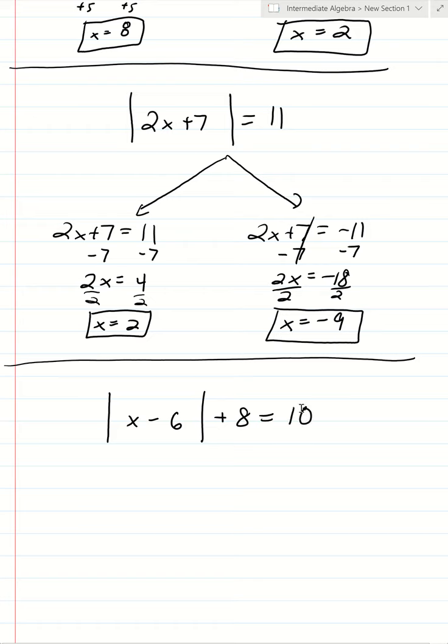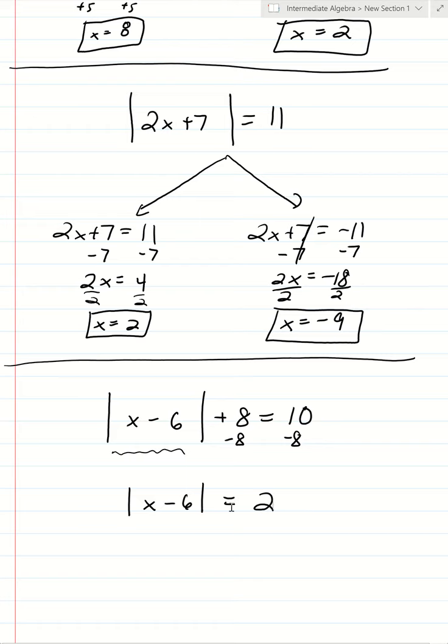Now here, we need the absolute value of the algebraic expression by itself. And right now in this particular problem, it is not by itself. This absolute value has this plus 8, okay? And we can't have the plus 8 along with the absolute value. So we have to isolate, get the absolute value alone. The way we can do that is to subtract 8 from both sides, giving us now that the absolute value of x minus 6 will now equal the 2.